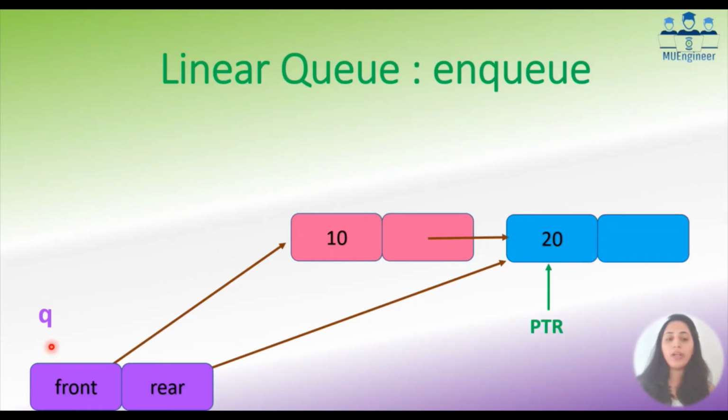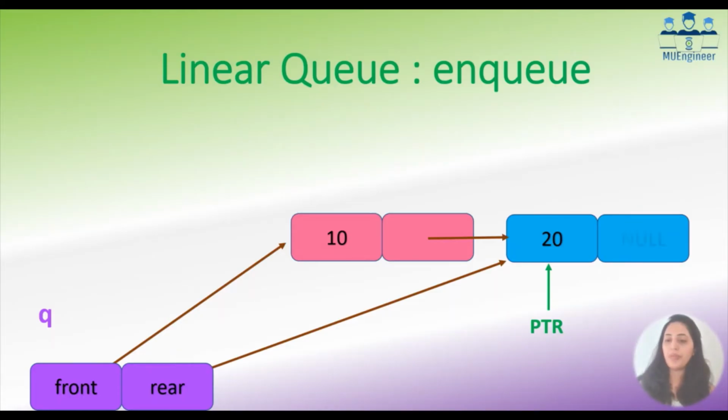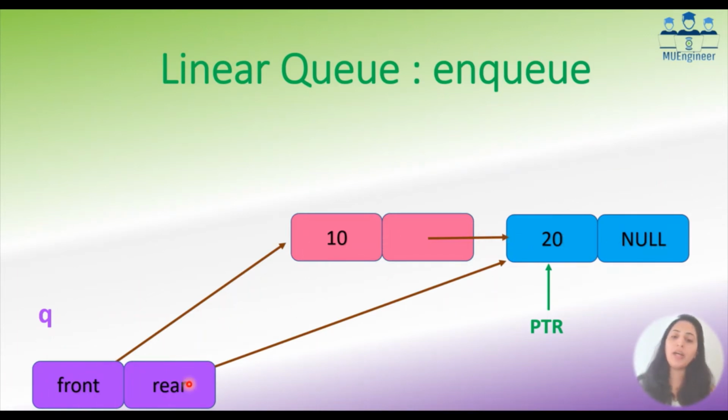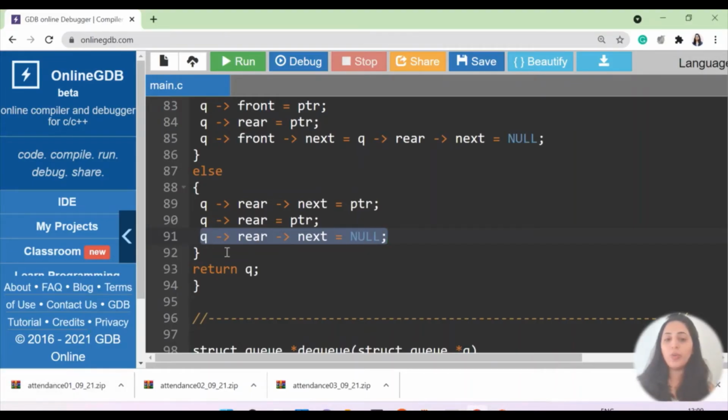So who is the new Q's rear? Q dot rear, the Q's rear means 20 and its next means this block. So make this next null now. Okay. So I will make it null. Now I can say my Q is ready because Q's front is going to 10, after 10 comes 20 and there is null, and Q's rear is also pointing to 20. That means I say my Q is now done with the enqueue operation. Okay, so here we are done with the enqueue operation.